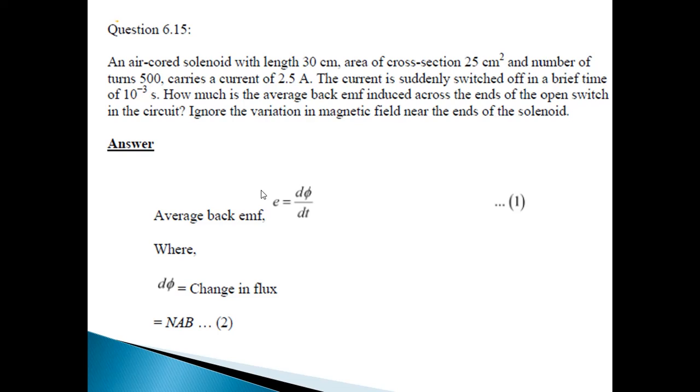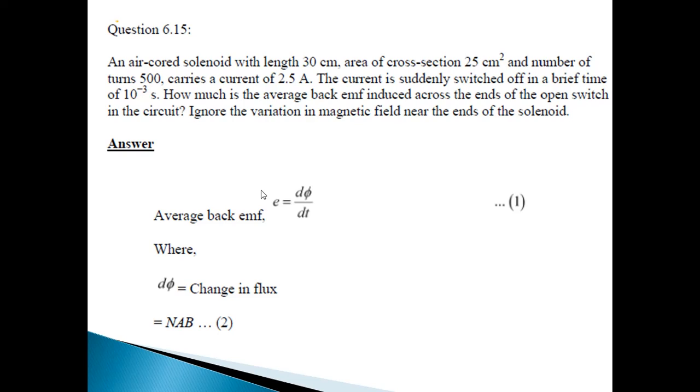What is back EMF? The self-induced EMF is called back EMF. Back EMF opposes any change in current in a circuit like switching on or switching off of current. So when a current is suddenly switched off or switched on, there will be an EMF induced in the opposite direction, that is called back EMF. So here we have to find out what is the average back EMF produced.